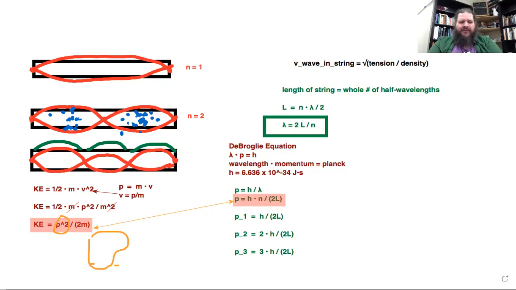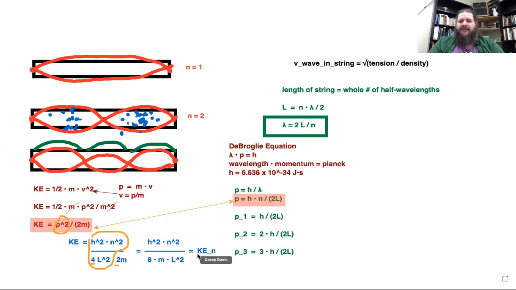So we can simplify this to, in the numerator, h squared, that is Planck's constant squared times n squared. And in the denominator, 8 times m times L squared. That is 8 times the mass of the particle, the electron's mass, times L, the size of the box, squared. So that's our formula for kinetic energy of the electron. And since it relies on n, we usually call it Ke sub n.